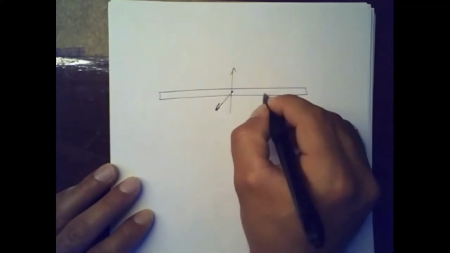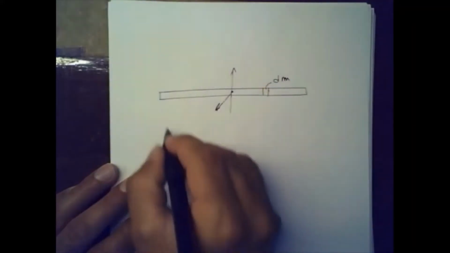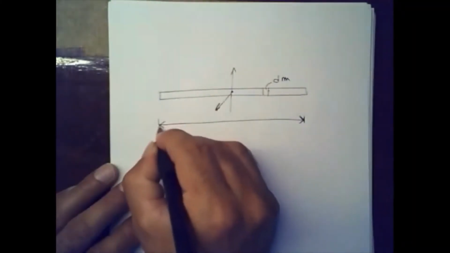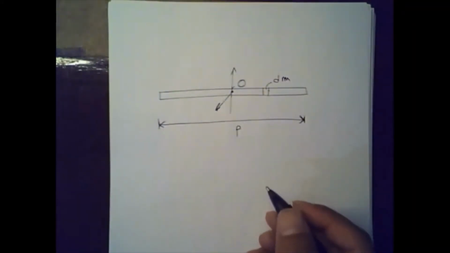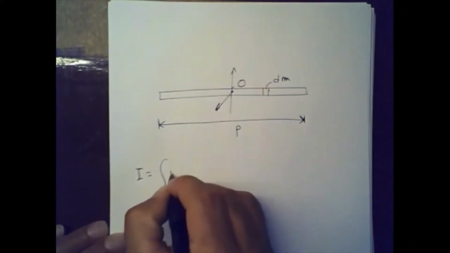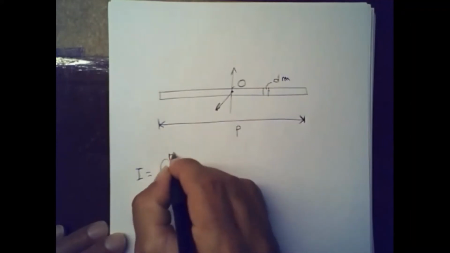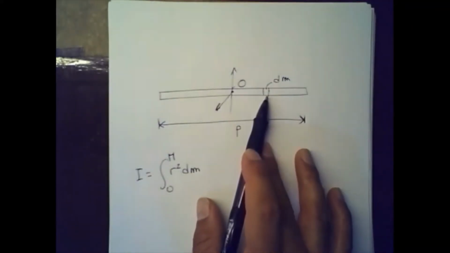Okay, what I have to do is, let's say this is my element dm. All right, and let's say that the length of the bar is actually equal to L, and this is 0. Can someone help me out? How can I find the moment of inertia of this? I need to do r squared dm, and I need to go from 0 to m. How can I express dm here? How can I write this dm here?